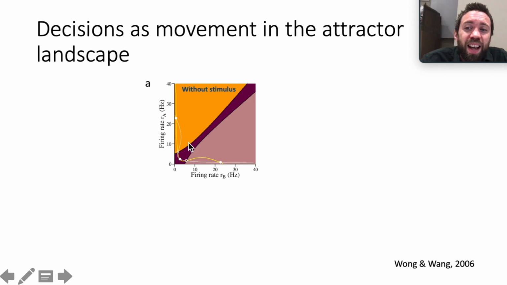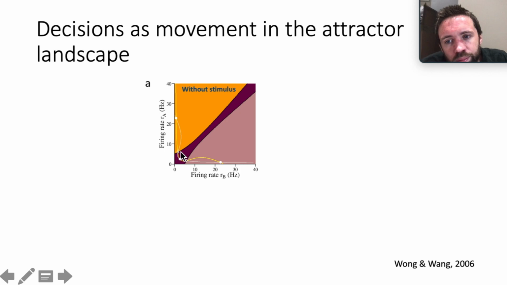And what that means is that if the system is in a state anywhere up here, with any of the firing rates of population A and B that lie in this section of the graph here, then the network activity will be attracted towards this stable steady state here, and population A will win the competition. We see something similar on the opposite side, and anything in this area of the graph will be attracted towards this stable steady state, and population B will win the competition.